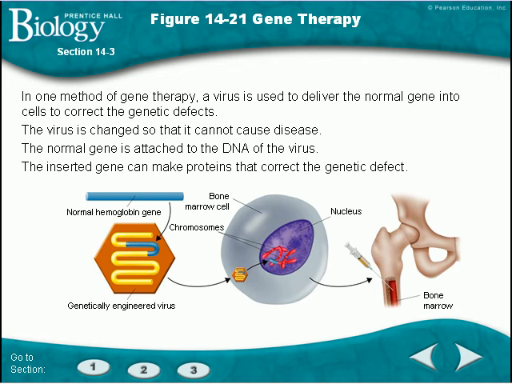Here's the normal gene right here, inserted into the DNA of the virus. They insert the virus into the cell. The virus enters the nucleus of the cell, inserts that gene into the DNA of the cell, and then that cell is placed back into the bone marrow of the patient.